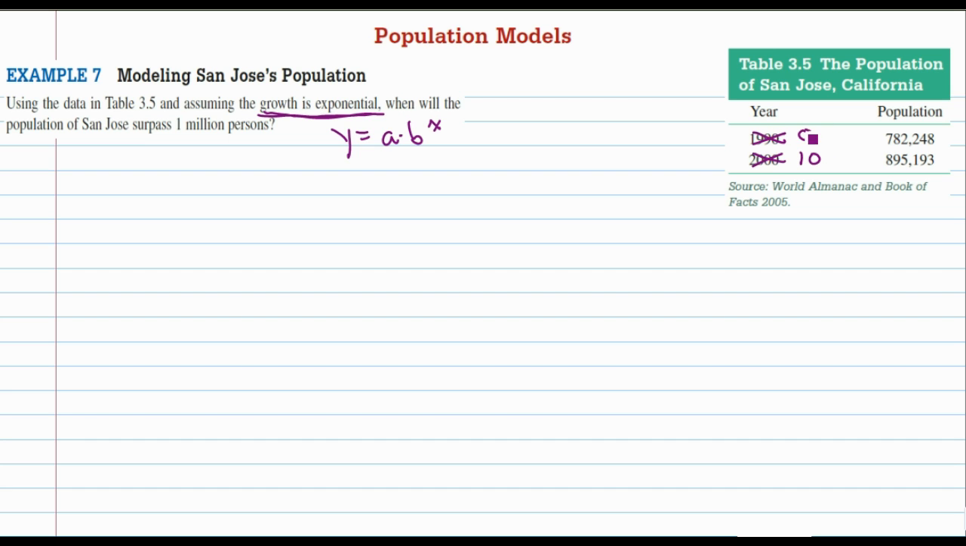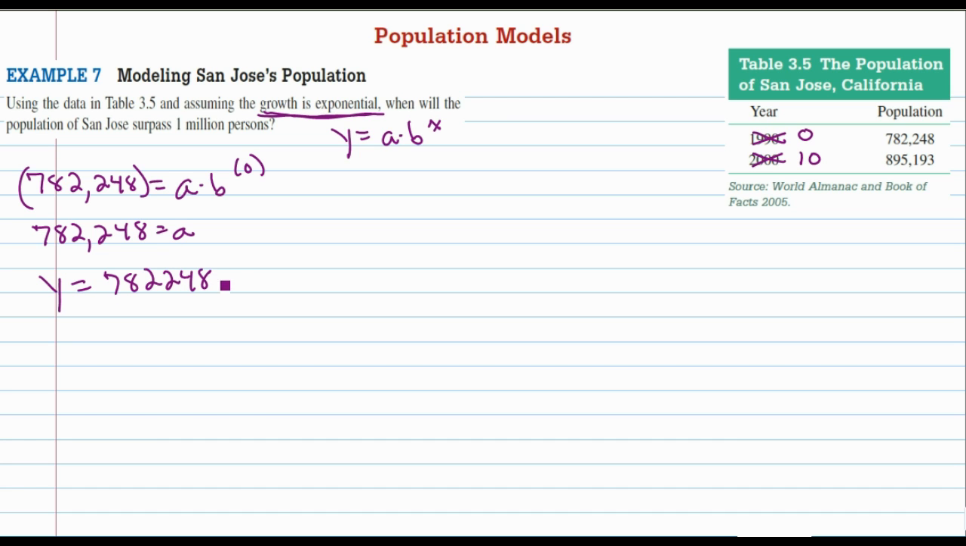Alright, so first I have my initial value 0, 782,248. So I'm going to plug in 0 for x and the big number for y. So 782,248 equals a times b to the 0. So at year 0, here was the population. B to the 0 is 1, so I just get that a equals 782,248. So far, I've got y equals my a value, 782,248 times b to the x.